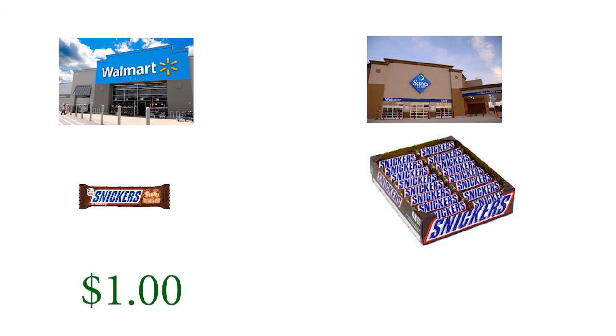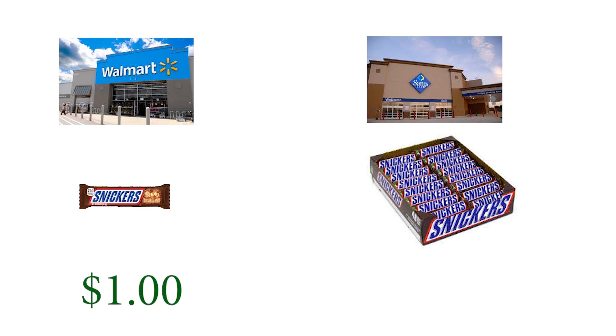What can you buy at Walmart? At Walmart, you can buy one Snicker. And that one Snicker cost $1, let's say. Okay? But then let's suppose that you go to Sam's Club. Well, you can't buy one Snicker at Sam's Club. You have to buy this huge box of 40 Snickers. Okay? Because Sam's Club is one of those warehouse type clubs.